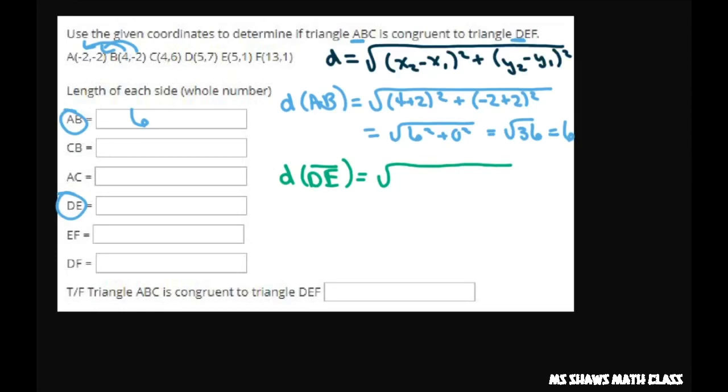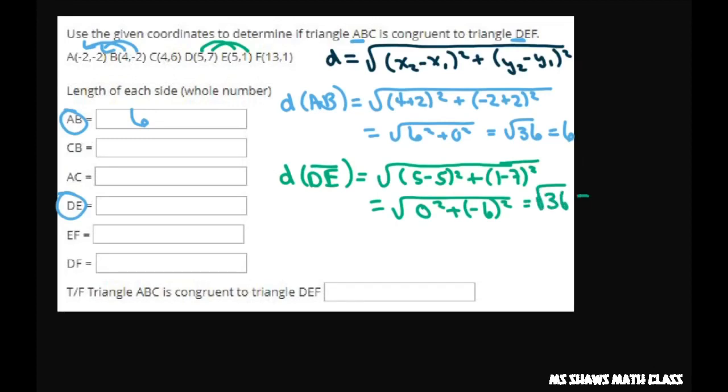So that one's going to be this way. 5 minus 5 squared plus 1 minus 7 squared. So that equals the square root of 0 squared plus negative 6 squared, which equals the square root of 36, which equals 6. So far, so good. These two sides are congruent. All right, next, we're going to try CB, or we can call this BC.